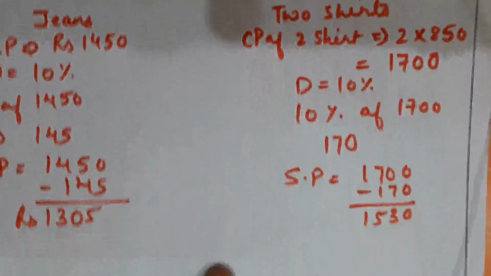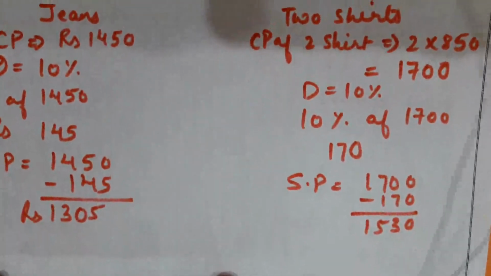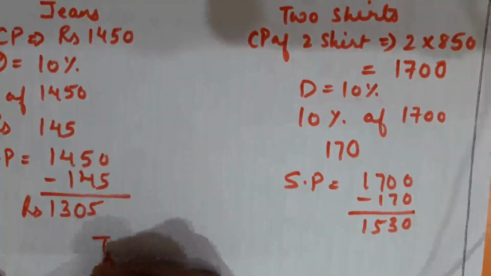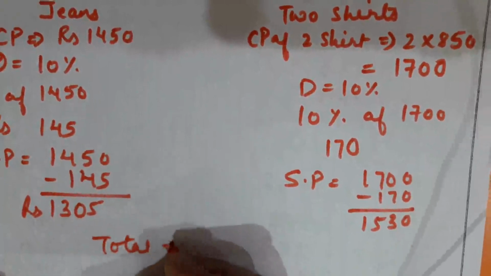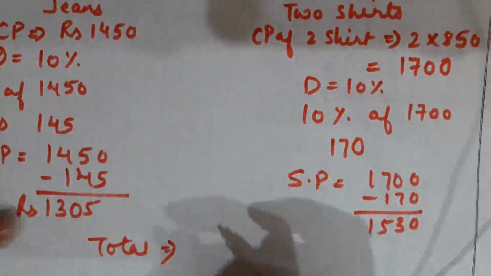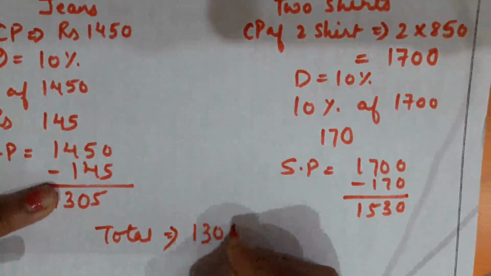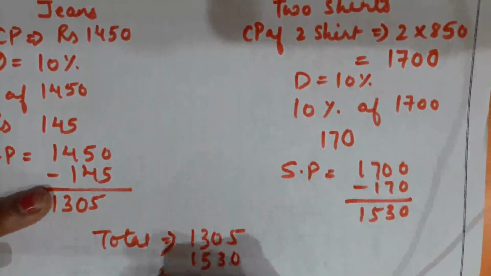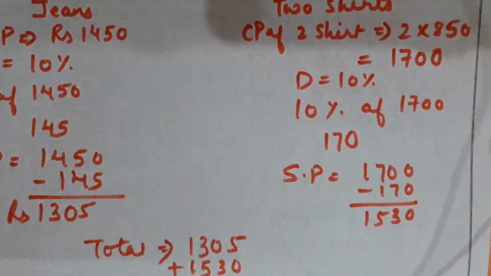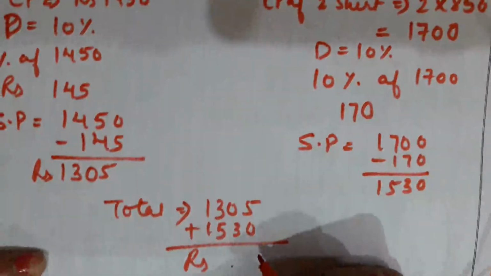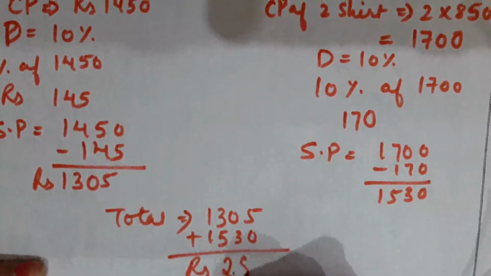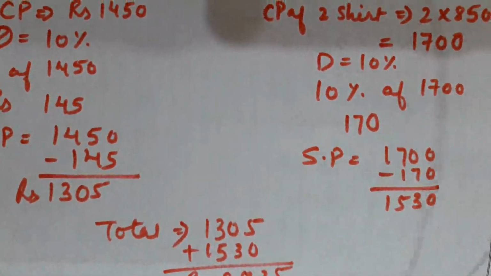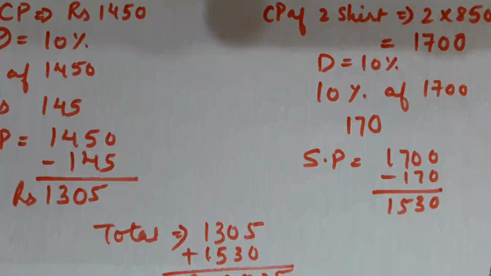Okay, so let's again compare how much he has to pay at the end. So at the end, the total money the client has to pay: jeans cost is 1305 and two shirts cost is 1530. Add both of them, so the customer has to pay 2835 rupees. Okay, getting my point? Okay, let's move to the next question.